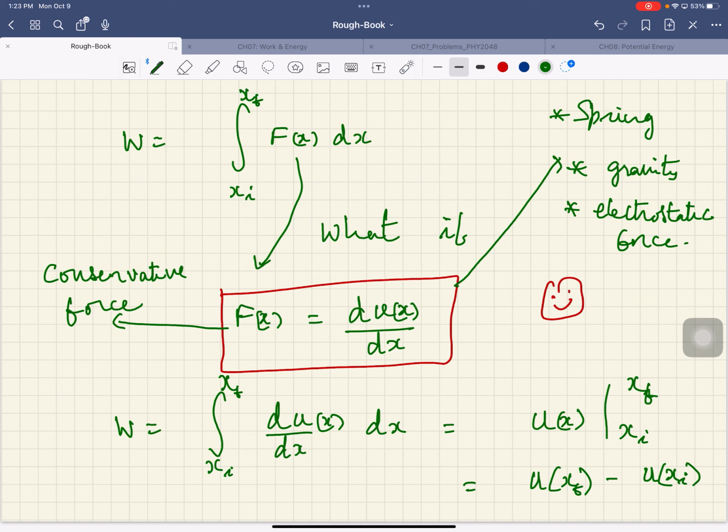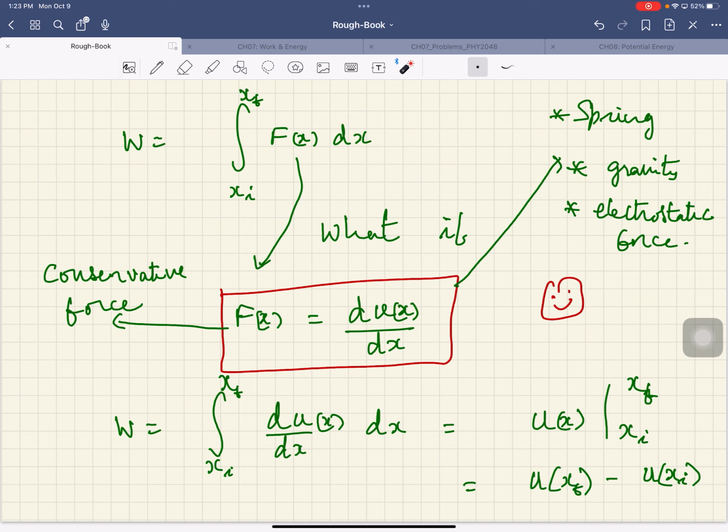Can you give me an example of a non-conservative force? A democratic force. All right. So what is a non-conservative force? Friction. You pushing on a cart, normal forces, and so on. There are so many forces that cannot be represented like that.